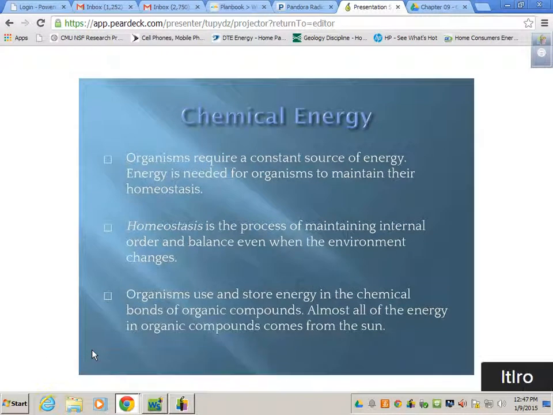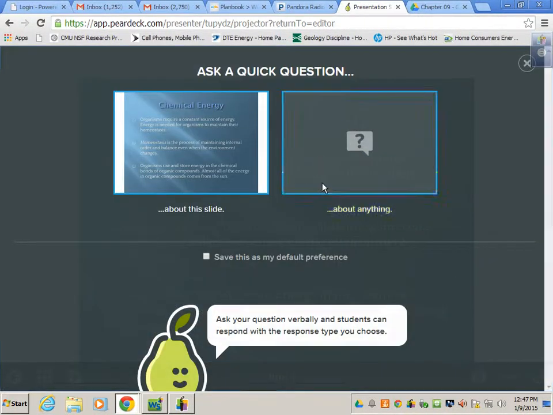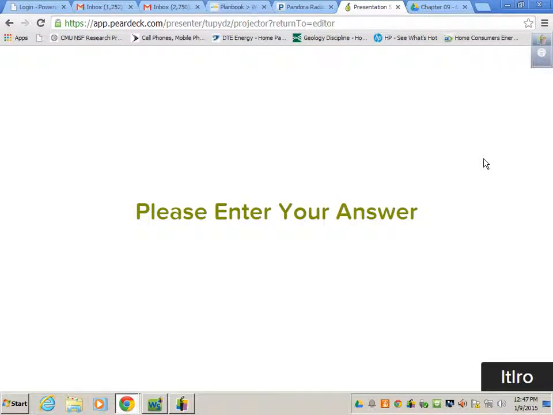So organisms require a constant source of energy. We know that. You have to keep eating, right? You can't go more than a few days without eating, or you die, or you cease to metabolize energy. We understand that. So energy is needed for organisms to maintain homeostasis, and there's that fun Latin word from earlier in the year. And remember, homeostasis is that process of maintaining a stable internal order and balance, even when the environment changes. So we just experienced some extreme cold, had a few days off. That was fun. Tell me how you maintained homeostasis.